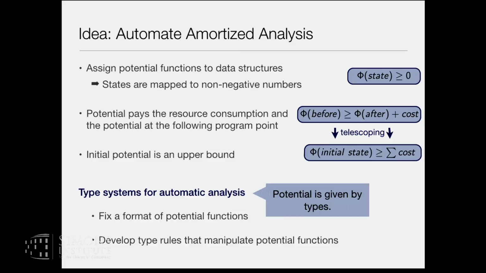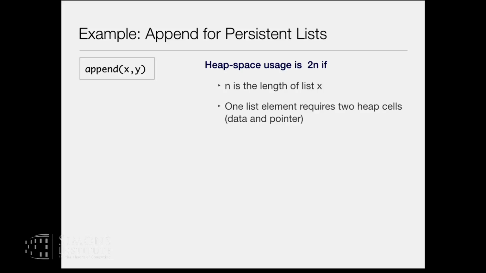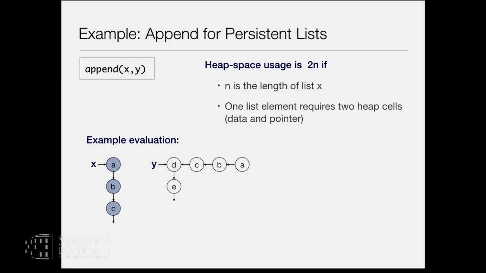So let's look at an example. Here you have append for persistent lists. And let's say we're interested in memory usage, heap space usage, right? If you want to do this append, it's a persistent list, so we have to copy over this list X. And we say for each list element, we need two heap cells, one for the data, one for the pointer to the next. So how this will look is when we have append X Y, we walk through this list X and we copy it over, right? And here we have length 3, and this is the result of append, and 3 times 2 is 6. So 6 is the heap space usage of this program.